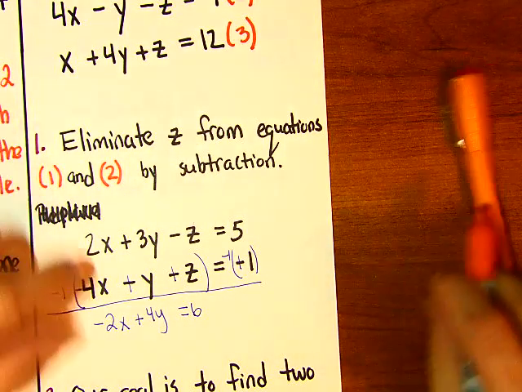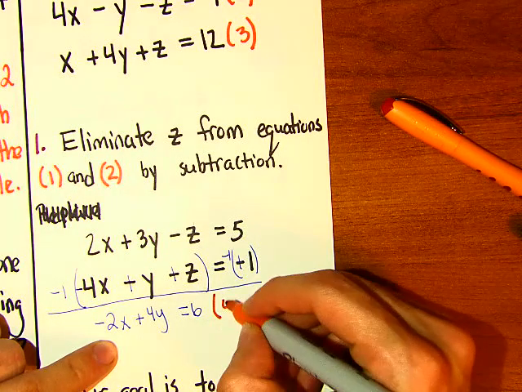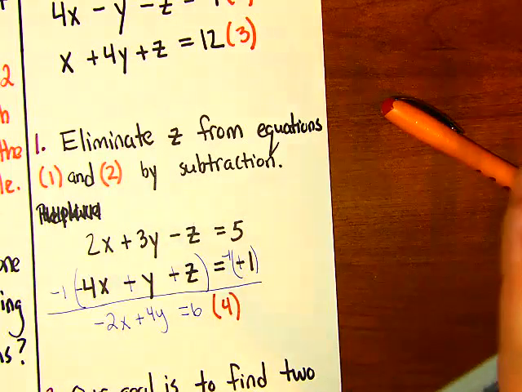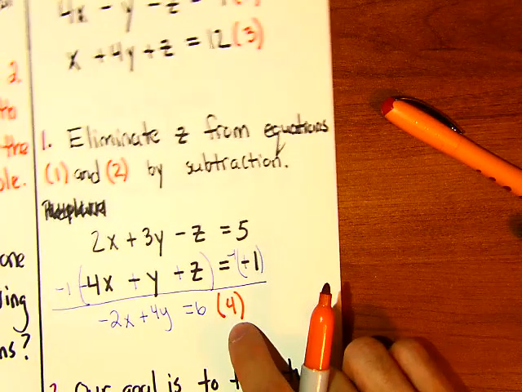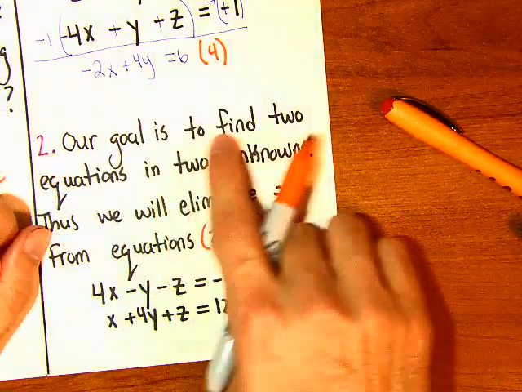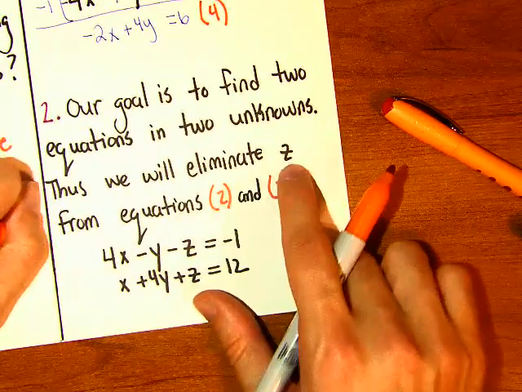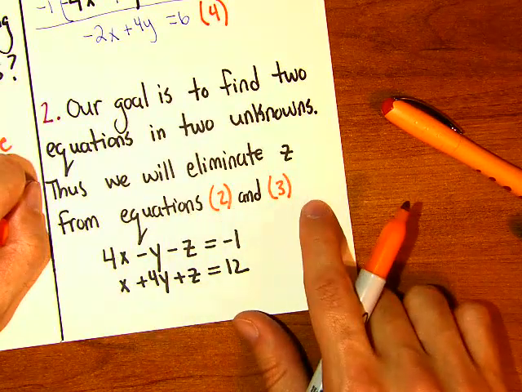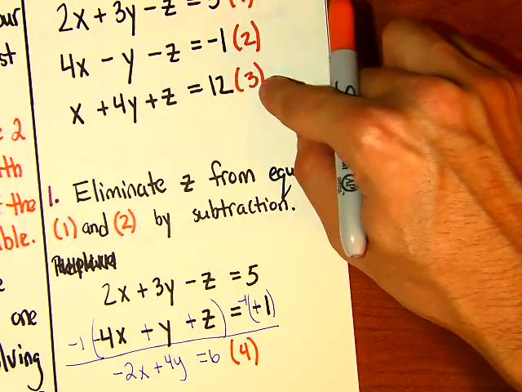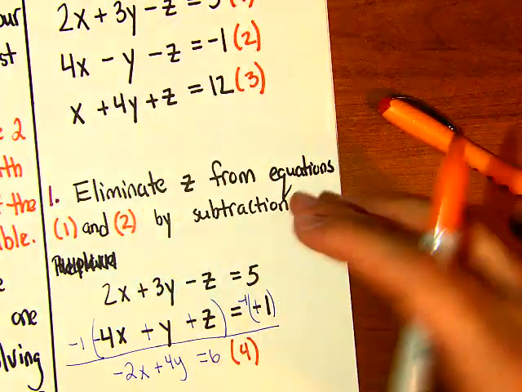And this new equation that we created, we're going to label it as equation 4, and we're going to hold on to it, okay? You're not going to touch it for now. So this is equation 4. Now, our goal is to find two equations and two unknowns. Thus, we will eliminate the z from equations 2 and 3. So we're going to take equations 2 and 3 and eliminate the z here. And then we'll get a new equation.